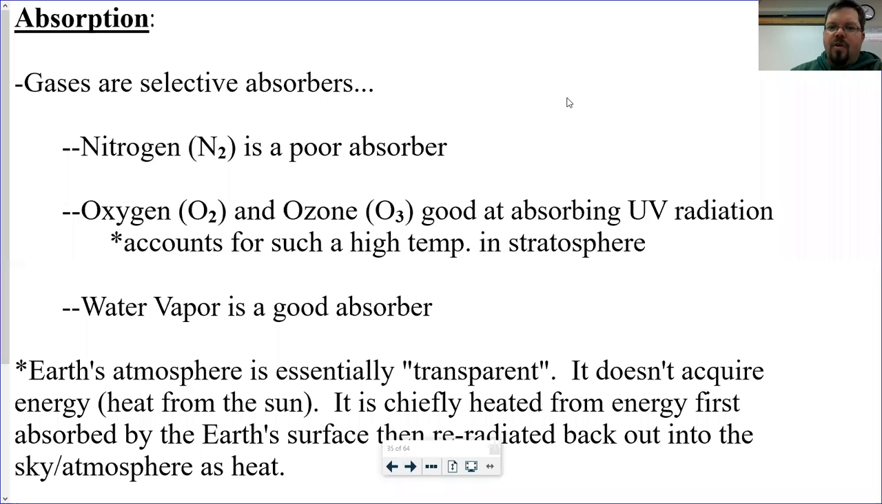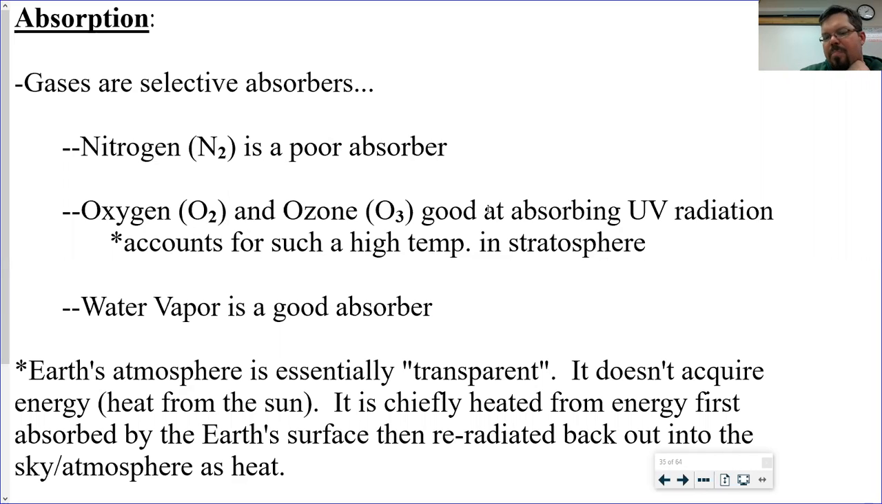Okay. So now, again, back to absorption. And we've said this, gases are selective absorbers, meaning some are good at absorbing, some are bad. For the most part, most gases within our atmosphere are pretty transparent. They're poor absorbers. They allow radiation to move pretty freely through. Nitrogen is a poor absorber, and our atmosphere is mainly nitrogen, 70% nitrogen. So nitrogen more or less allows solar radiation to move through.